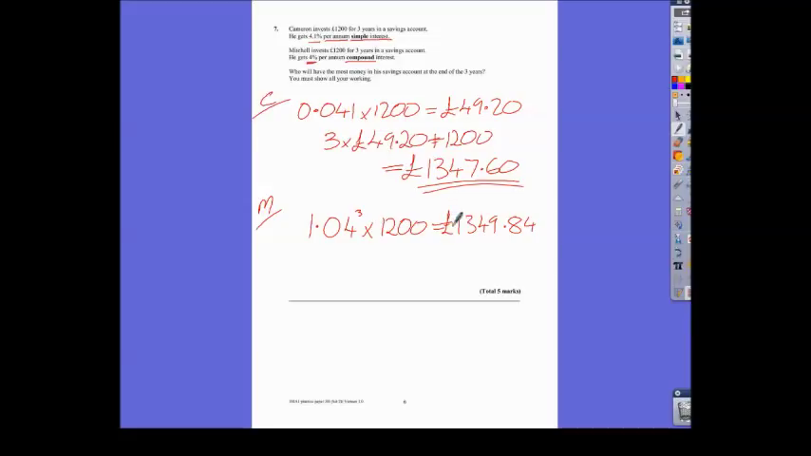Now, obviously there we can see that Mitchell's is better. So again, we've shown all our working, but we must state which one is best. So Mitchell will have the most at the end of the 3 years.